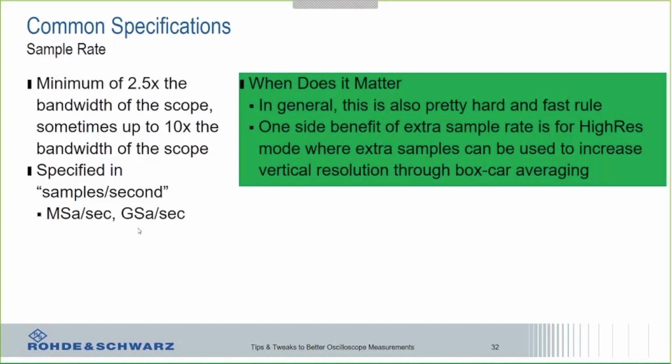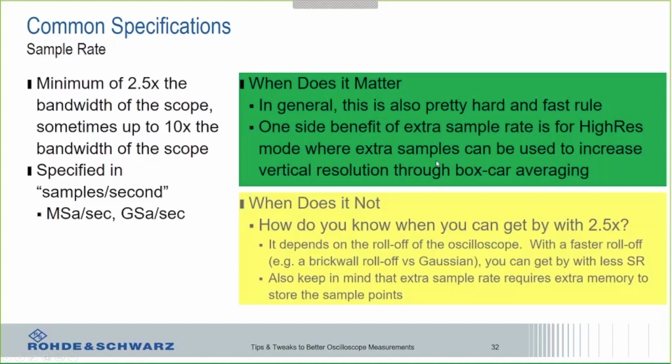There is one benefit of extra sample rate, or one kind of high-level benefit of it, and that is for that high-resolution mode where we talked about the extra samples can be used to increase vertical resolution. So that can be a nice benefit of having extra sample rate, particularly if you can control the sample rate and turn it down, or if you can use memory depth to turn it down so you can get a high-resolution capability at faster sweep speeds.